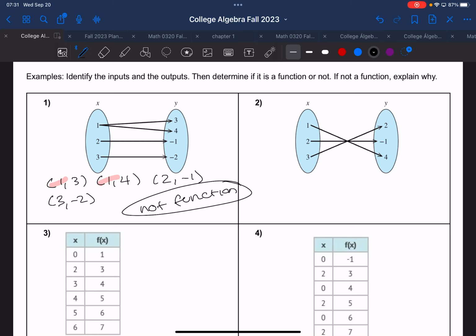Looking at number 2. So in number 1, we noticed we can know that it's not a function right away based off the arrows, right? There were 2 arrows coming off of 1. That means that one is repeated.